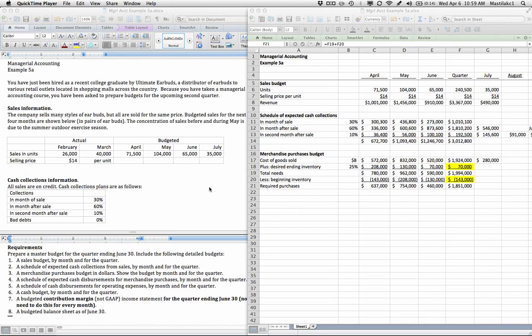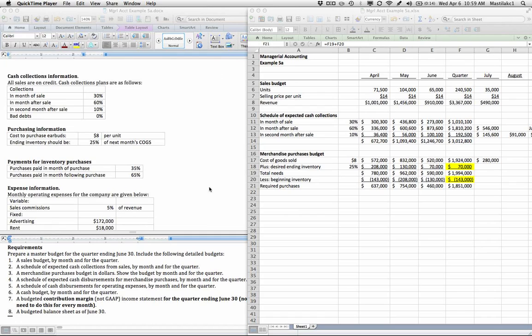All right, so now we know how much we have to purchase. In April, we're purchasing 637. In May, we're purchasing 754. In June, we're purchasing 460, for a total of $1,851,000 during the quarter.